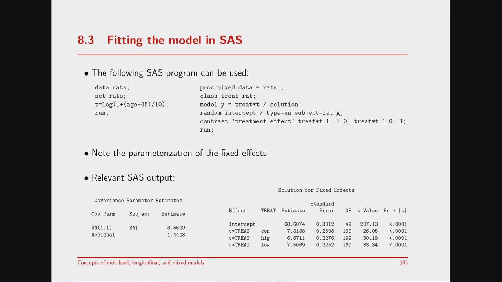So this is the random intercept variability, 3.5. The residual variability is 1.44. So again, you see much more variability between the rats than within the rats. And then for the solution for the fixed effects, you see your overall intercept, which is 68. This is the common intercept for the 3 different groups. And then for each of the 3 different treatment groups, you have a different slope. So in the control group, it's 7.3. In the high dose group, it's 6.8. In the low dose group, it's 7.5.